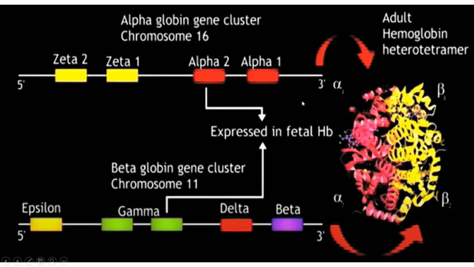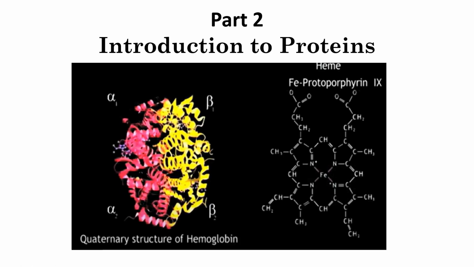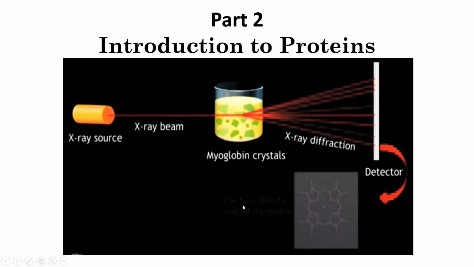And in terms of fetal hemoglobin and adult hemoglobin, there is some difference depending upon the type of alpha, beta, delta, or gamma chain that is present. In fetal hemoglobin, we require alpha as well as gamma chains in order to make a complete fetal hemoglobin. And this is the structure of how hemoglobin looks.